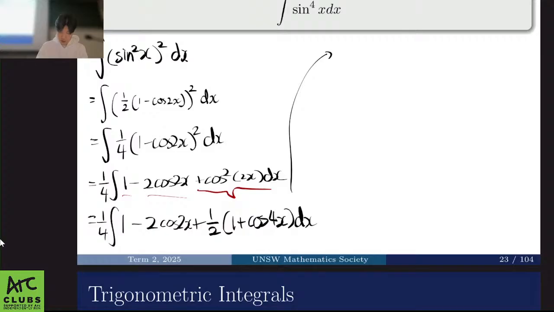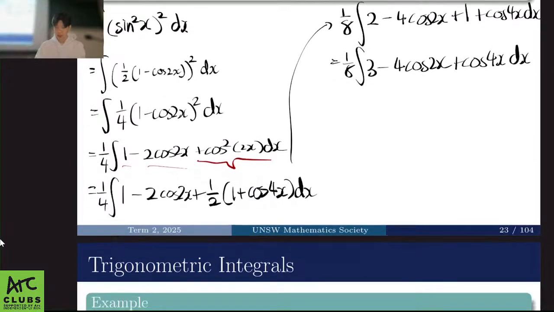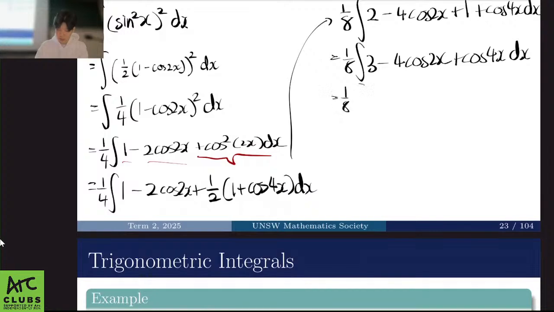So now I'm going to take out half again. So it's going to be 2 minus 4 cos 2x plus 1 plus cos 4x. So that's 1/8. 3 minus 4 cos 2x plus cos 4x dx. And now this is something I can integrate. So it's 1/8. 3x minus 2 sine 2x plus sine 4x on 4 plus c.